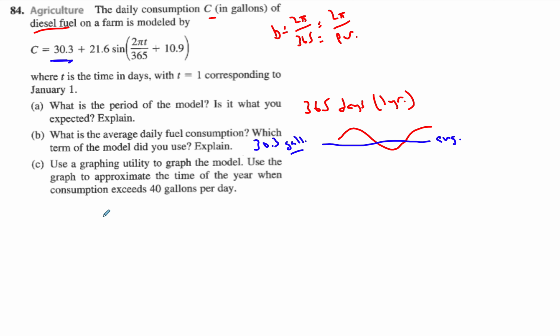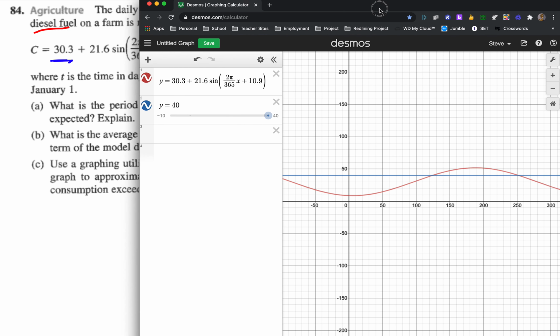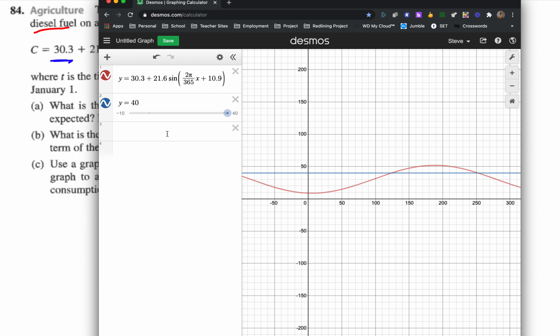So use a graphing utility to graph the model, and then use the graph to approximate the time of the year when the consumption exceeds 40 gallons per day. So what I've done is I've prepped a graph here on Desmos. Let me bring that over. And I've graphed this, and I've also graphed the line y equals 40, because this represents my fuel consumption, and where this graph crosses, in this case 123.875 and 252.247, that's where that consumption rate is 40 gallons, okay?